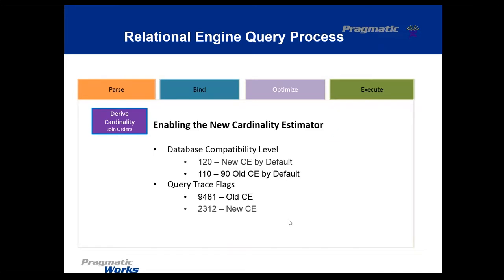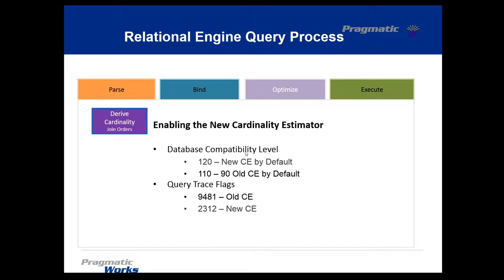Now, let's get into some of the more interesting stuff. So first up, the new cardinality estimator. So the first question is, how do you enable this? This is here in SQL Server 2014 and above. So it's in 2014, it's in 2016 as well. The database compatibility level automatically tells us by default which cardinality estimator will be used.